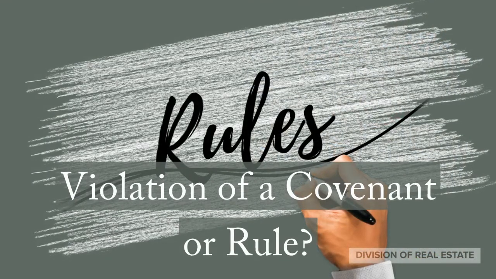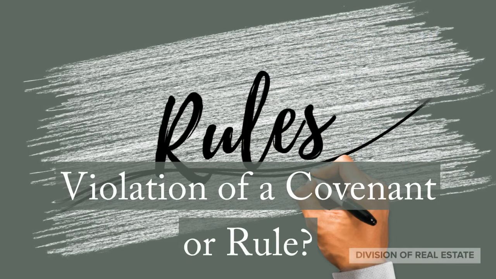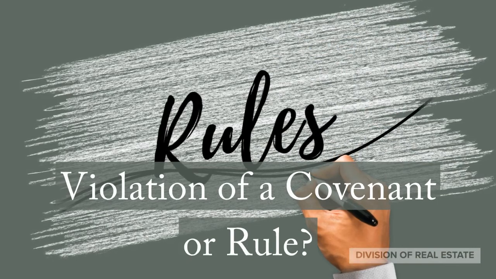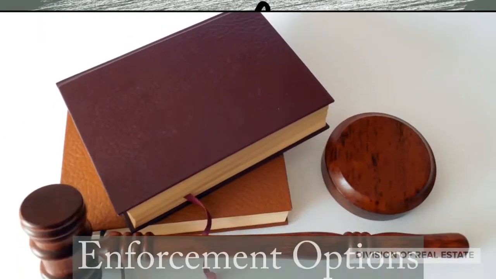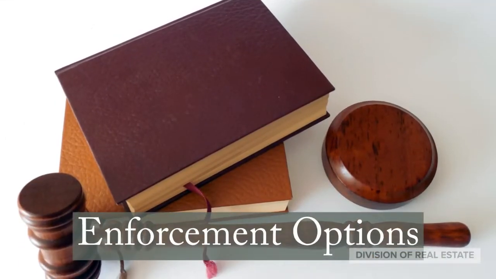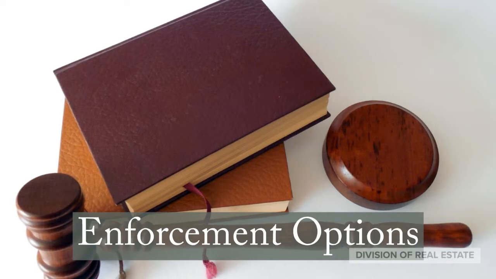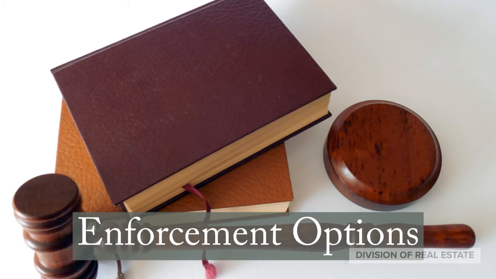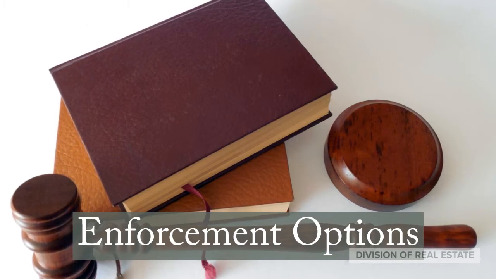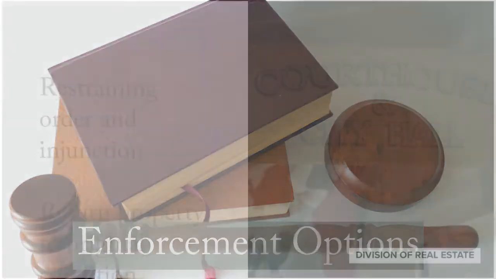What happens if an owner violates a covenant or a rule? What can an HOA and its board of directors do in order to enforce its covenants and rules? An HOA, through its board of directors, has many options available to it to enforce its covenants and rules if they are violated by a homeowner in the community. Let's discuss some of those options.